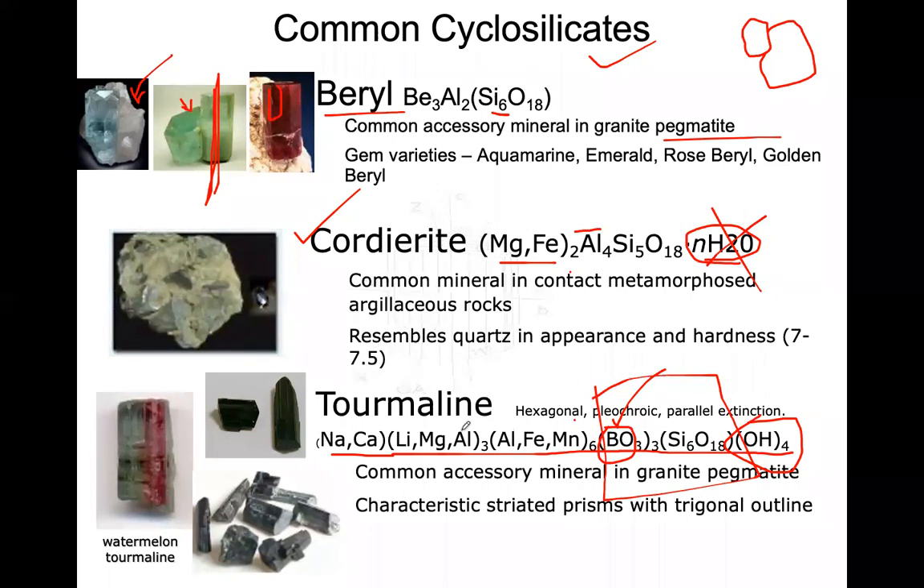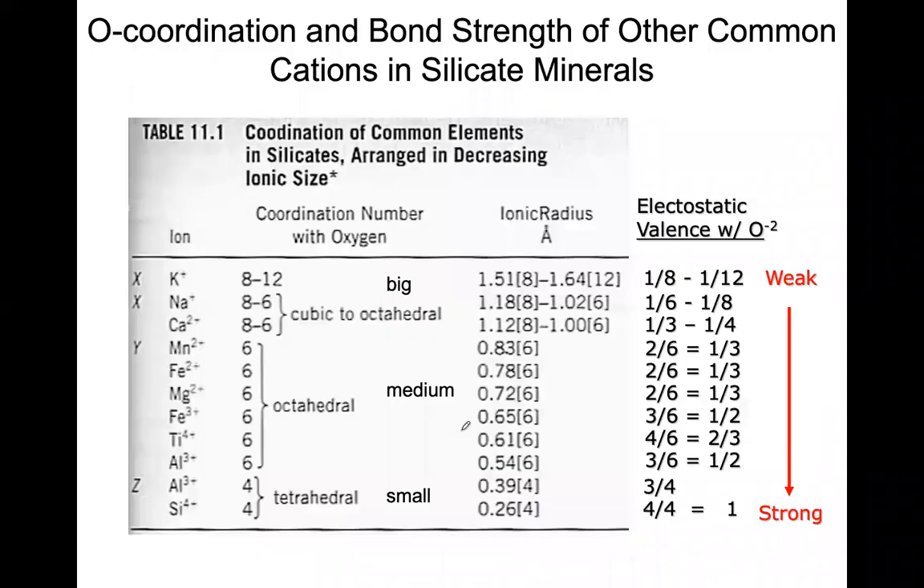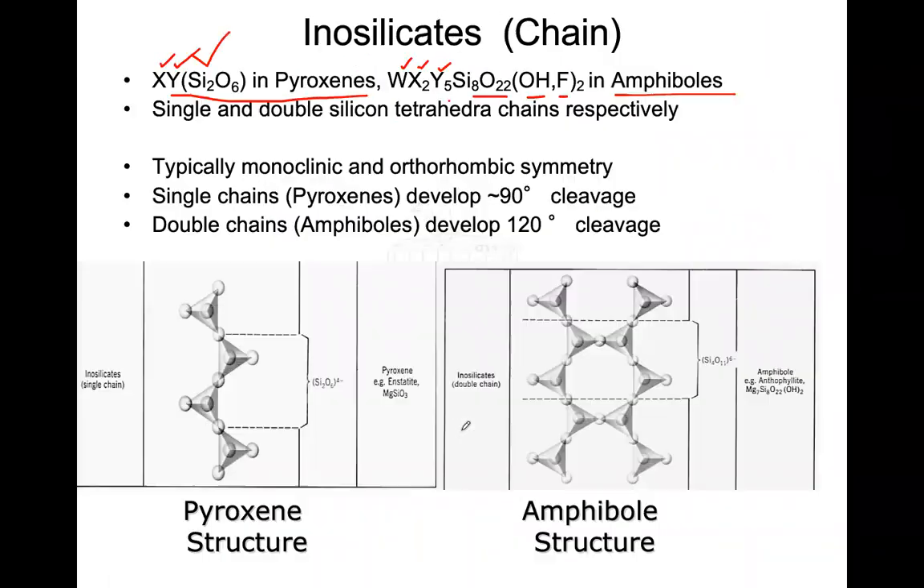Same as tourmaline. But the case is different for double chain inosilicates, where this OH is an essential component. Without OH, you can't have amphiboles. So we call this particular group a hydrous mineral. Okay, this is a hydrous mineral. The reason is that the OH group is interconnected to the structure.